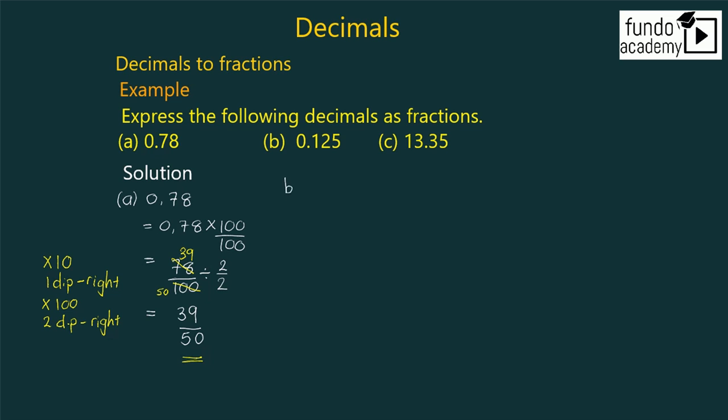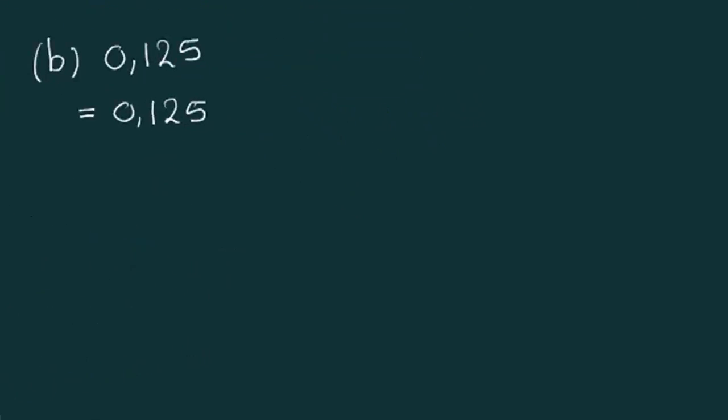Okay, let's see on part B if we can do the same, maybe more quickly, because this should not take us much time. On part B we've got 0.125. With 0.125, I'm asking myself, what should I multiply 0.125 with to make it a whole number? What is the smallest multiple of 10 that I should multiply with? To make it a whole number, I have to multiply by a multiple of 10 that will cause the decimal point to move 3 decimal places to the right, so that it becomes 125, and that is 1000, isn't it?